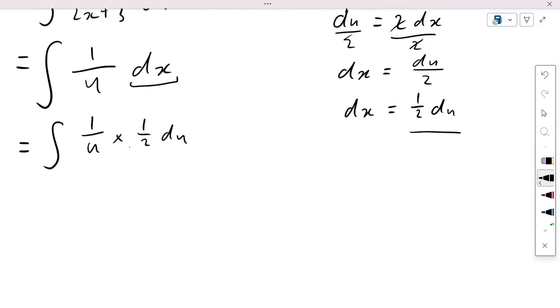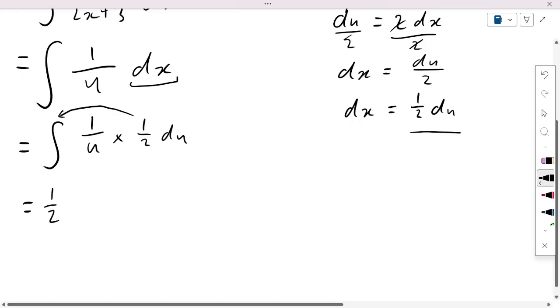Okay, so because this half is a constant, we can actually just take it outside of the integral. So it's going to look like this. It's going to be a half integral of 1 over u with respect to du. There we go. Now we can integrate with respect to u.